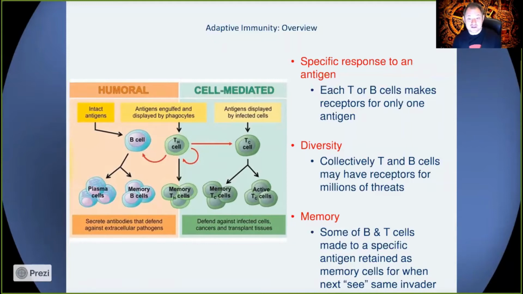So the acquired immune system is very diverse. Collectively, the T and B cells have receptors for millions of different possible threats, millions of different antigens. They also have memory. Some of the B and T cells made to a specific antigen retain memory of a past infection so that they can respond to it again in the future if they are reinfected.